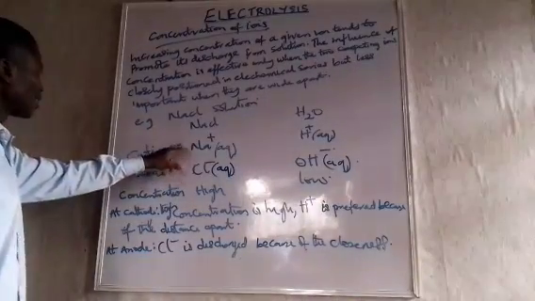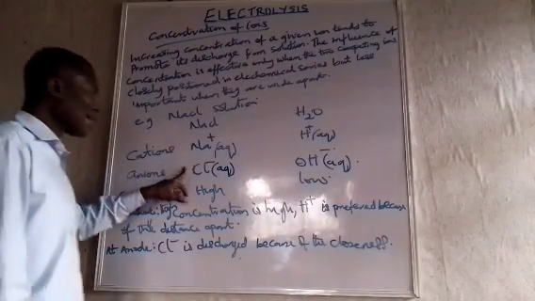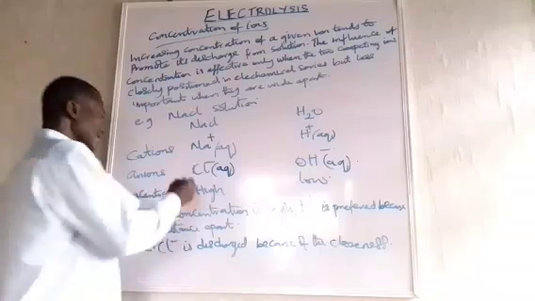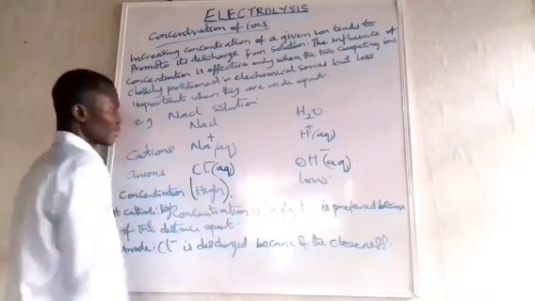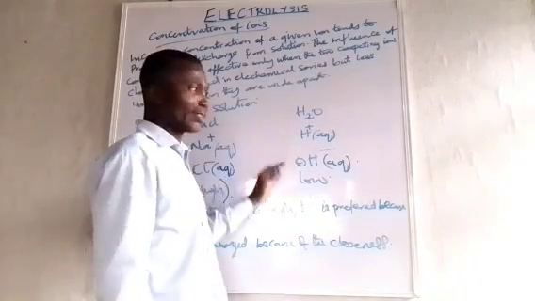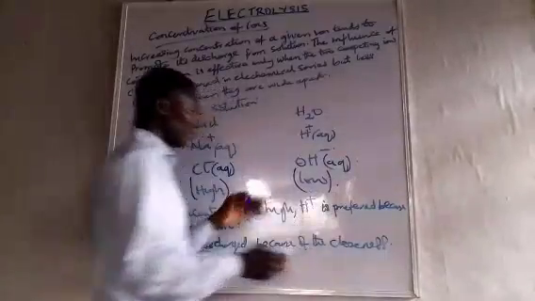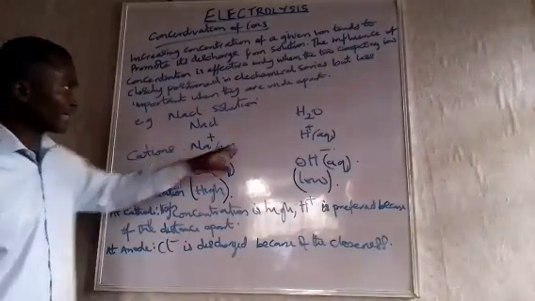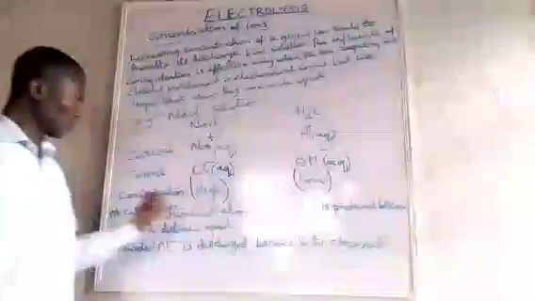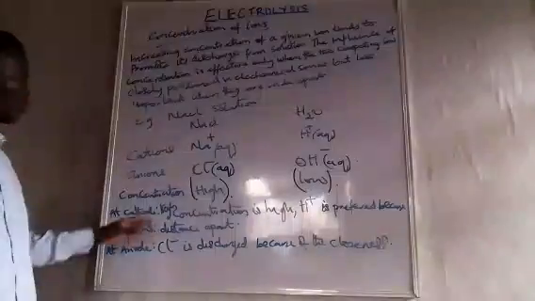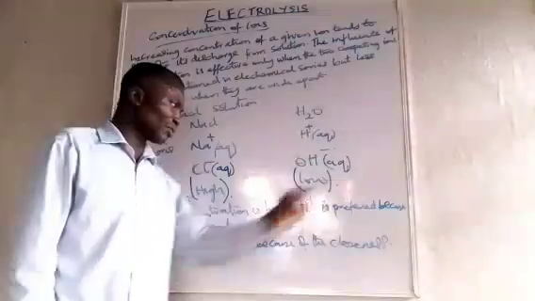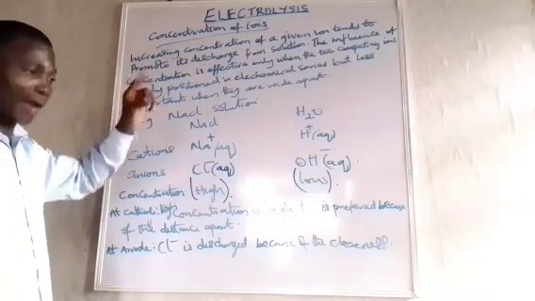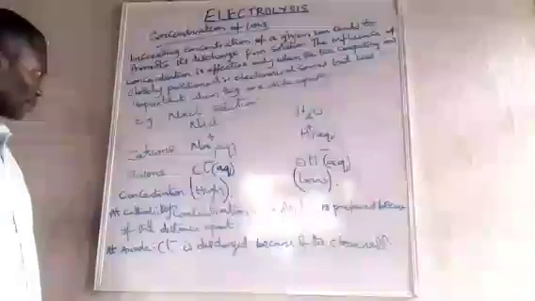So here, look at it. The concentration of the sodium and chloride ion are high. Please take note. But the concentration of hydrogen and hydroxide are low. Now, at the cathode, sodium and hydrogen ions will go to the cathode. So the concentration is high. Hydrogen is preferred because of the wide distance. I've repeated that.